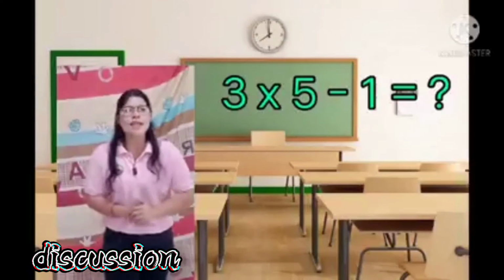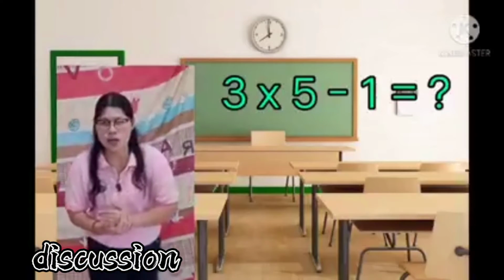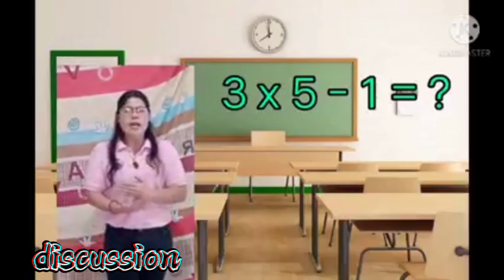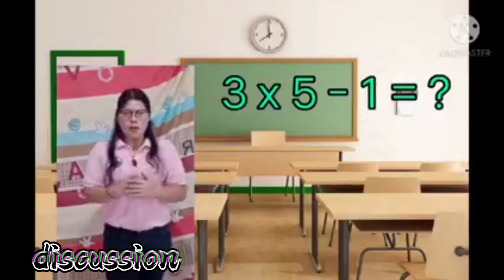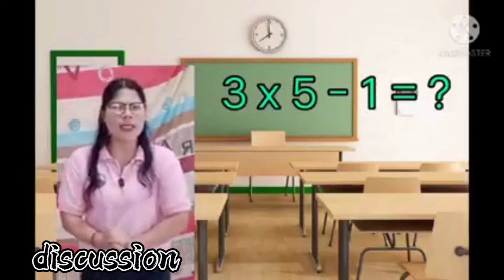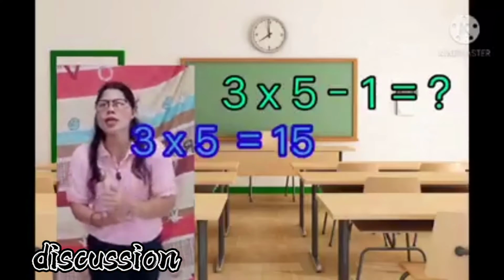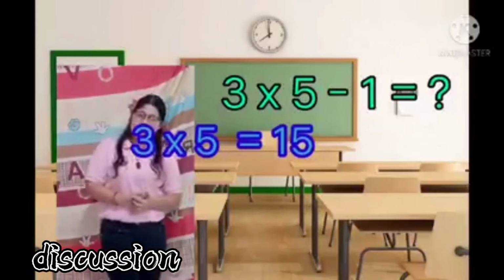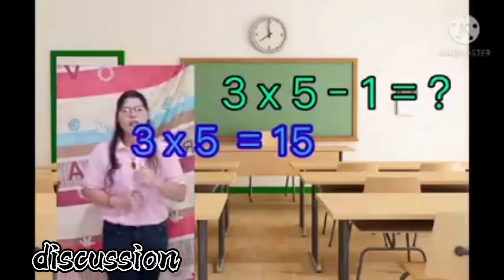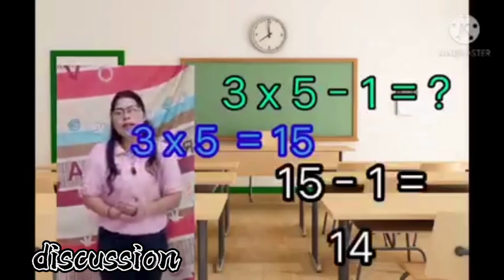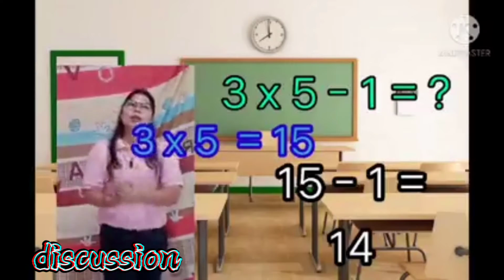So first, simplify first the multiplication because multiplication is the first in order in the last 2 rules. So simplify first the 3 times 5 equals 15. Then subtract 1. So 15 minus 1 equals 14.